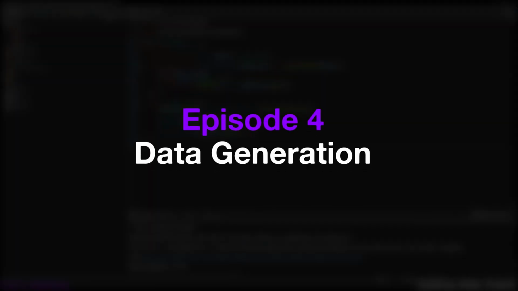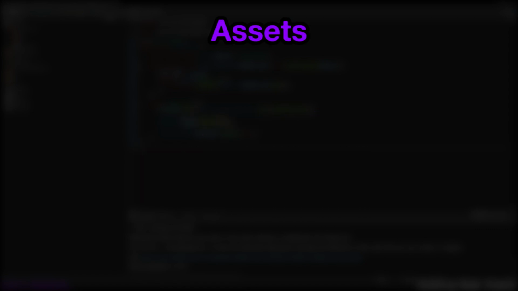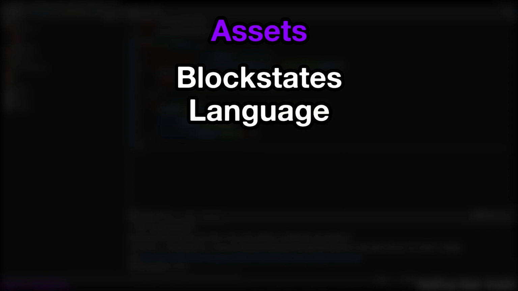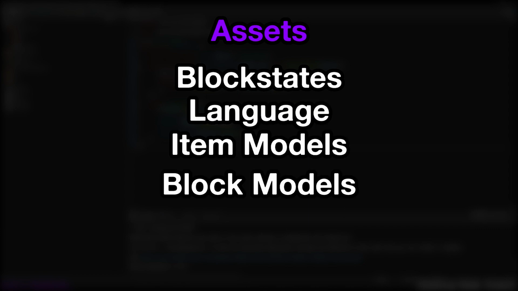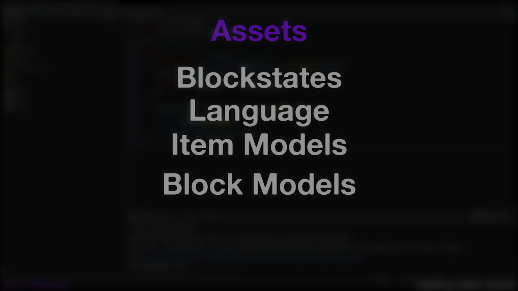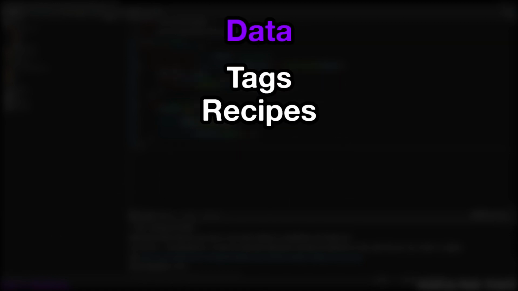In today's episode, we're going to be covering data generation, which will allow us to automate the creation of some JSONs. We're going to be automating block states, language, item models, and block models for the assets, as well as tags, recipes, and loot tables for the data.